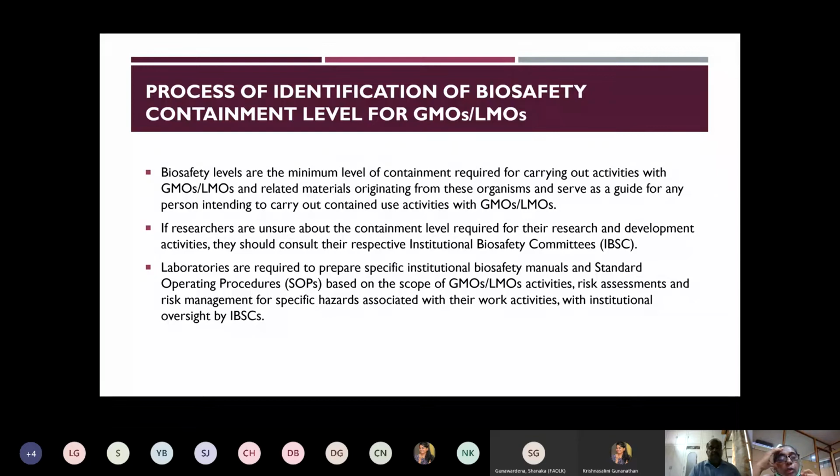So although you do not have functional IBSCs as yet, as these guidelines get adopted we are going to have an institutional mechanism for IBSC in place, and this is the procedure in all other countries, because there is an institutional biosafety committee. So if researchers are unsure about the containment, they should consult their committee, and the committee will decide that this category should be under this. In that way, the researcher not only gets guidance on what to do, but because it's a regulated product, you also have the collective wisdom and the collective decisions of the heads of the organization, that we decided it falls in this containment level because of this reason.